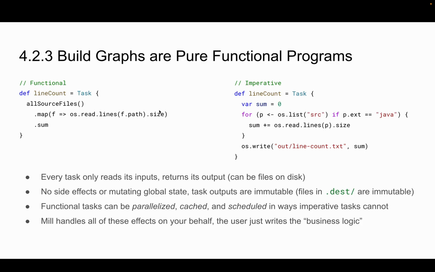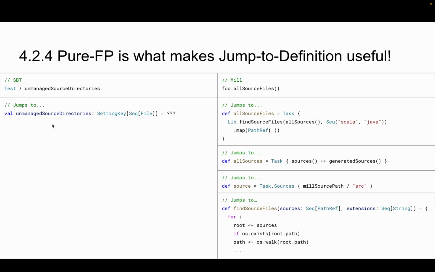But even though it's the same logic, it can be written both ways. And so Mill chooses a pure functional approach. And that's what lets Mill do all this interesting parallelization, caching, and scheduling without you needing to think about it at all. So you just write business logic, which is in this case, map, read line, size, sum, done. That's my task. And pure functional programming is what makes things like jump to definition useful.